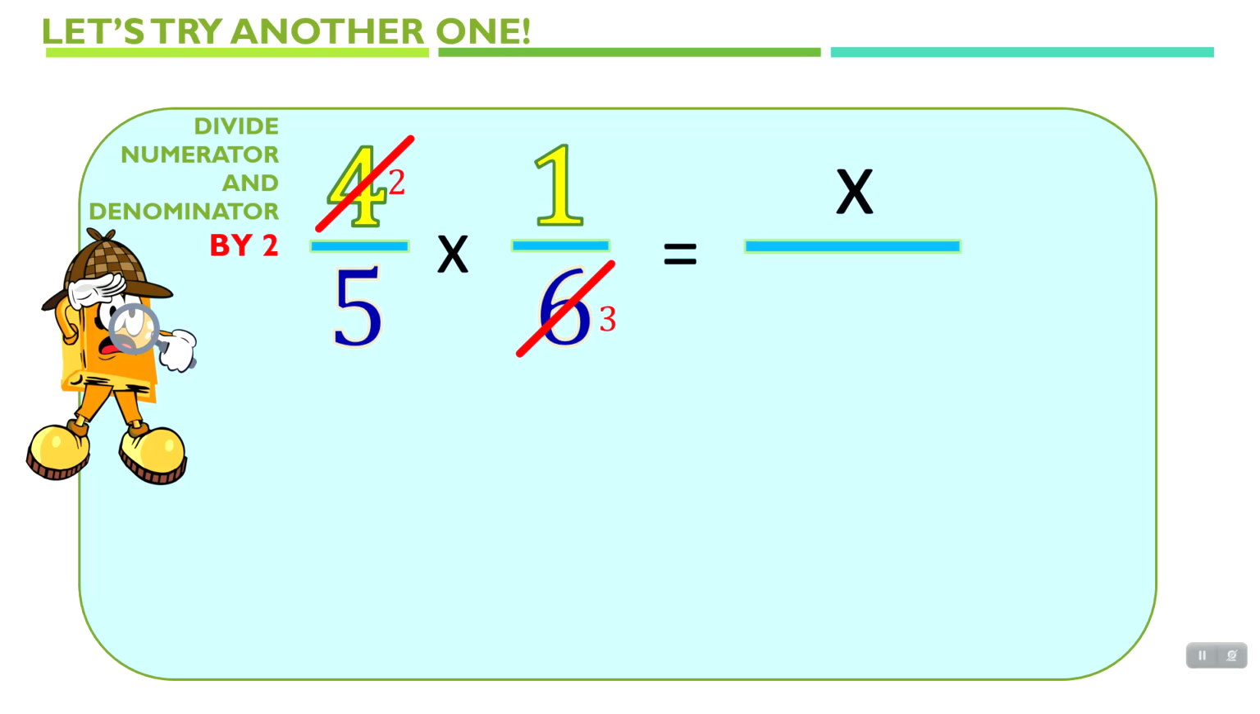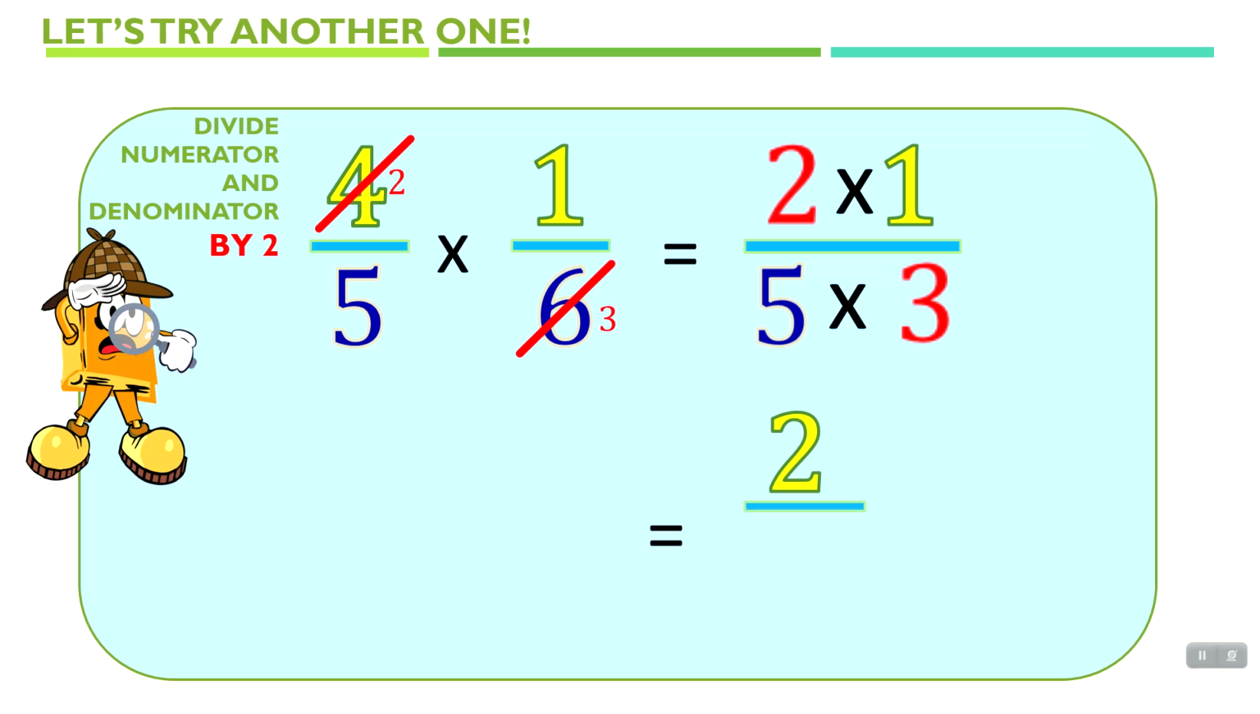Now we multiply the numerators, 2 times 1. And we multiply the denominators, 5 times 3. 2 times 1 is 2. 5 times 3 is 15. And our answer is 2 out of 15 in lowest terms.